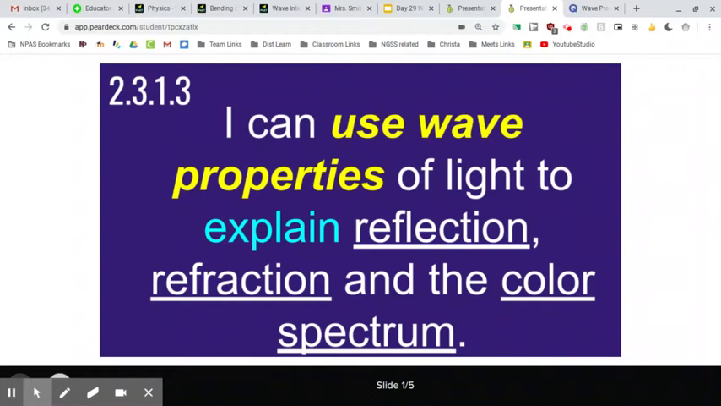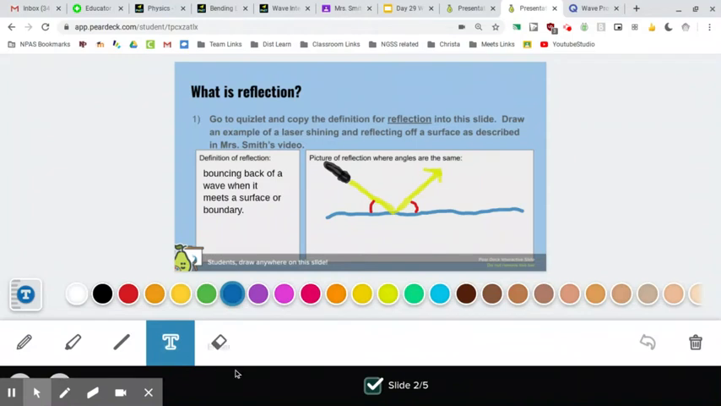I can use wave properties of light to explain reflection, refraction, and the color spectrum. As always, I've gone through and entered the answers for this Pear Deck so that you have them and you can plug them into your notes so that you can study this week. I grabbed a lot of information, not only from the Quizlet terms that we've been studying, but going into the PhET simulations, phet.colorado.edu. You're welcome to go in and try these on your own, but that's not an expectation, but it is a lot of fun when you get to play with these waves and see for yourself what's happening.